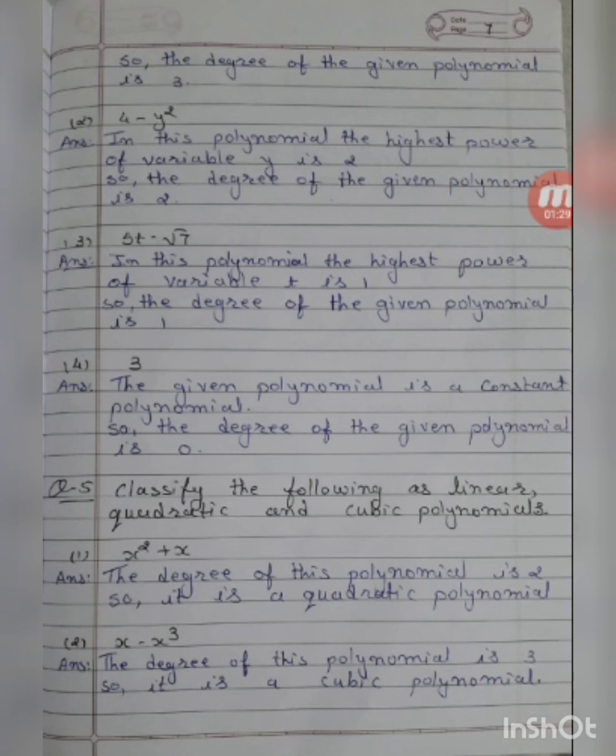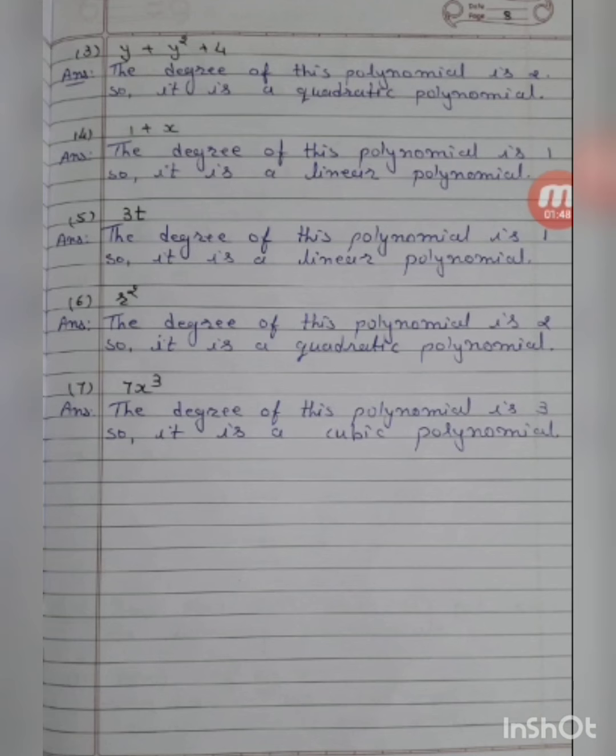Question number 5. Classify the following as linear, quadratic and cubic polynomial. First, x square plus x. The degree of this polynomial is 2. So, it is a quadratic polynomial. Second, x minus x cube. The degree of this polynomial is 3. So, it is a cubic polynomial. Third, y plus y square plus 4. The degree of this polynomial is 2. So, it is a quadratic polynomial.